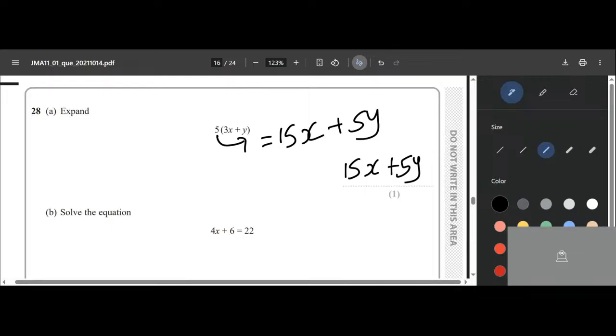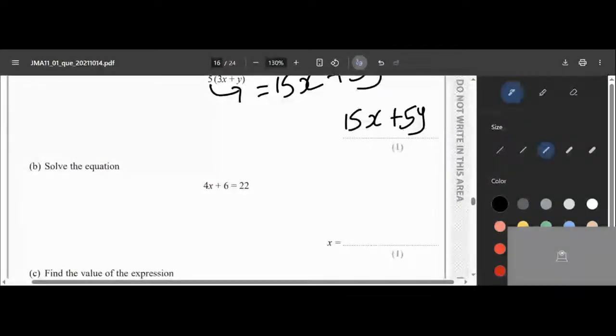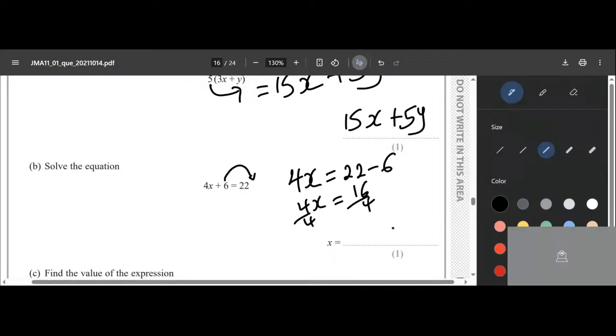Part B, you are told that the sums, this 6 on this side, so that I have 4x is equals to 22 minus 6. So 4x is equals to 22 minus 6. What is the answer? 16. We divide by 4, divide by 4. So the value of x should be 4.